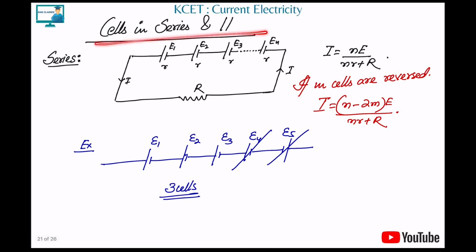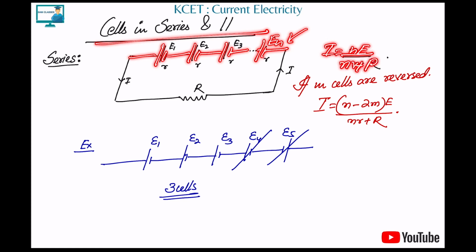Next, cells in series, very important. Now you had one battery and in childhood days we have connected lots of batteries. If you have connected n batteries, what will be the total current? I is equal to total EMF, which will be nE, by total small resistance, which will be nr.